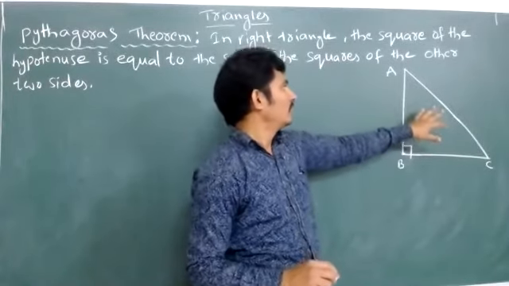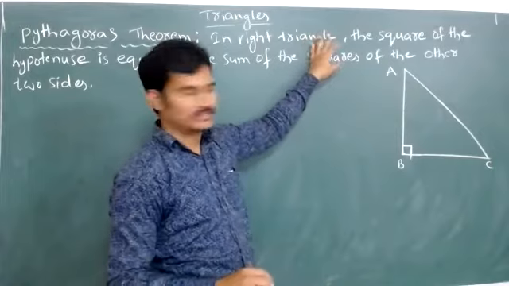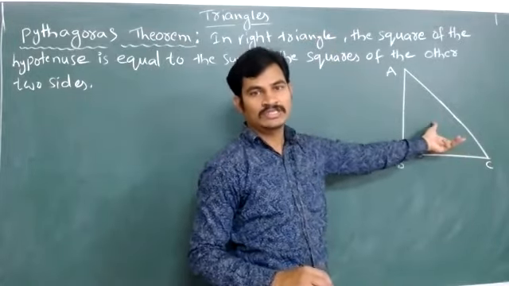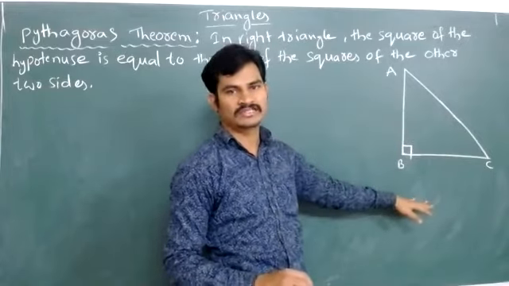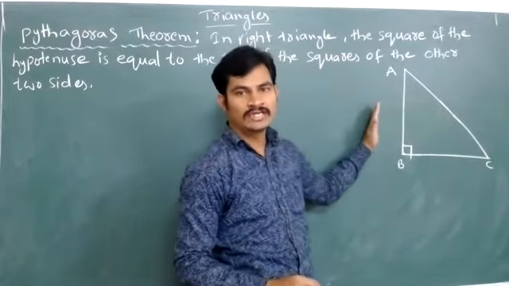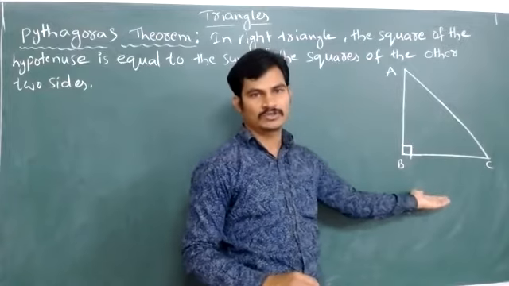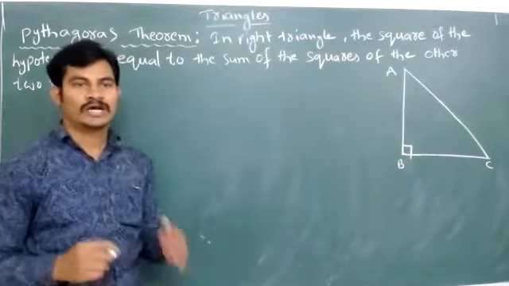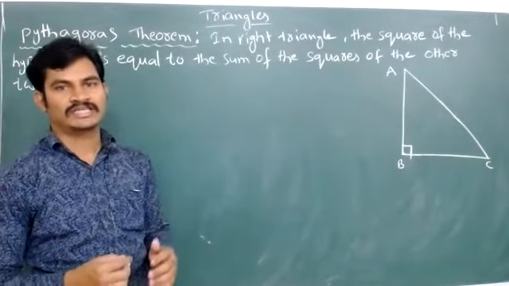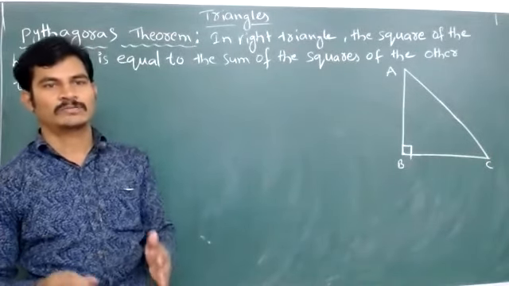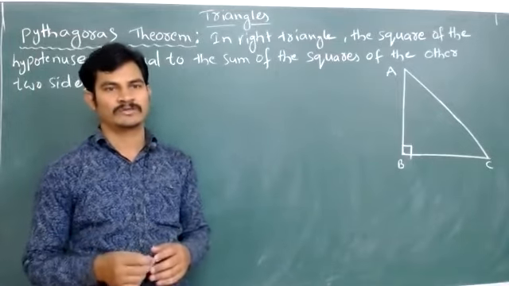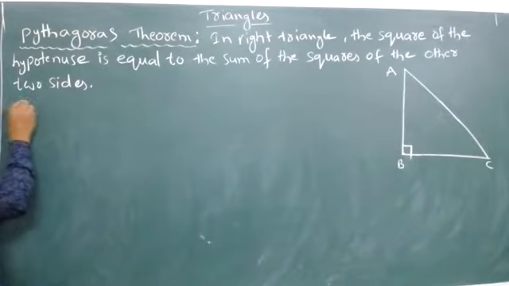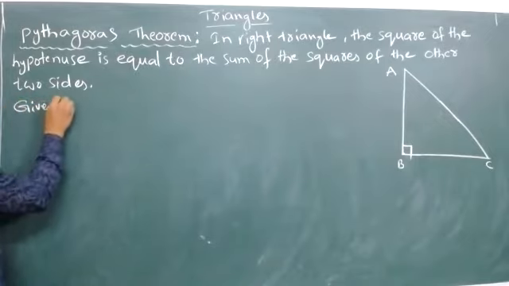According to this statement, AC square, which means hypotenuse square, is equal to the sum of the squares of the other two sides. AC square is equal to AB square plus BC square. That is the statement of the Pythagoras theorem. Now we are going to prove that AC square is equal to AB square plus BC square. First of all, we have to write what is given in this statement.